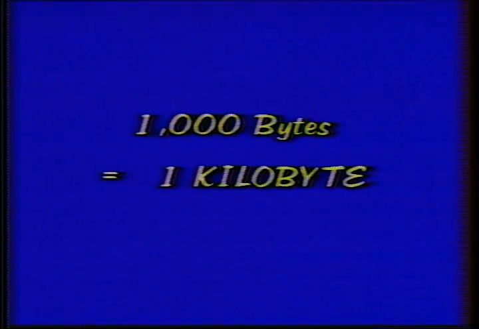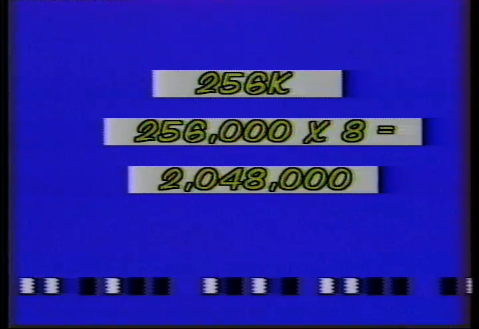For technical reasons, however, 1,000 bytes is really 1,024 bytes. But the computer industry rounds off those extra bytes and refers to multiples of kilobytes in 1, 2, and 3-digit numbers. Therefore, if your Apple III has 256K of RAM, it can store 256,000 8-bit words in active memory, or 2,048,000 individual on or off pulses.